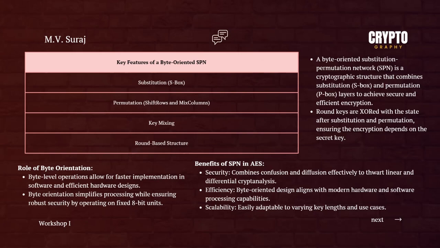A byte-oriented substitution permutation network is a cryptographic structure that combines substitution blocks and permutation layers to achieve secure and efficient encryption. So this is exactly what we just mentioned before, except that I didn't mention that this is a byte-oriented substitution permutation network, or SPN. All these things, as you can see, the key mixing, round-based structure, permutation, substitution, fall under the byte-oriented SPN. Round keys are XORed with the state after substitution and permutation, ensuring that encryption depends on the secret key.